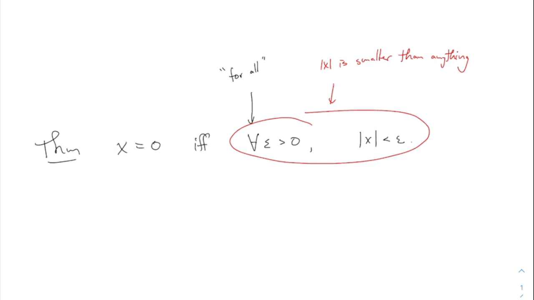X is zero is the same as saying this kind of complicated thing over here. X is smaller than any possible thing, all right? This is a very roundabout way of saying that x is zero. Why would you want to say anything in such a roundabout way? It turns out that this style of saying things is actually how we're going to say everything in this course.